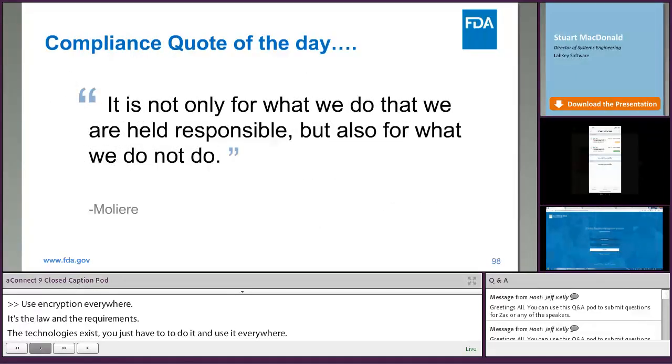So in closing, I really like this quote as it's quite true about compliance. It's not only about what you do that you're held responsible for, but also for what you do not do, or perhaps what you failed to do.